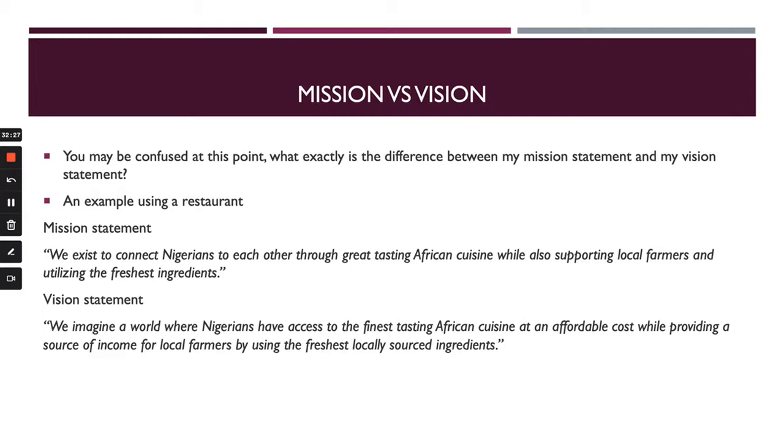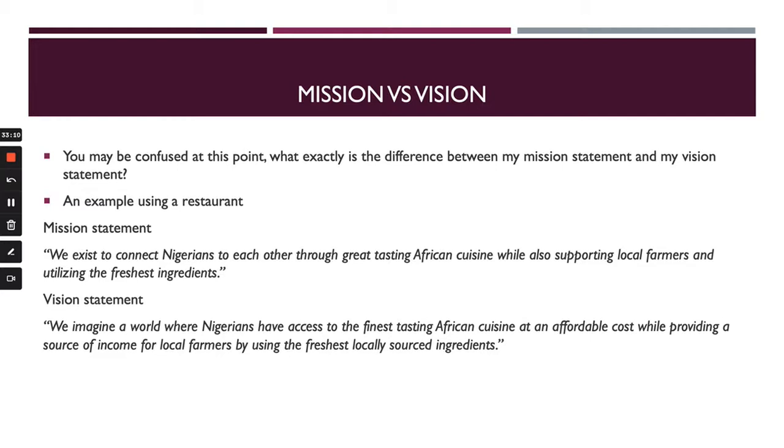So while your mission statement states why your organization exists in the here and now and what you are doing now, your vision statement sees into the future, where you plan to be as a business in the future, where you plan to take your business. So in this case, their mission statement is that they want to make good food. They are making good food and connecting Nigerians to each other while supporting local farmers and utilizing the freshest of ingredients. Their vision is to make a world where Nigerians have access to fine tasting African cuisine at an affordable cost while providing a source of income.